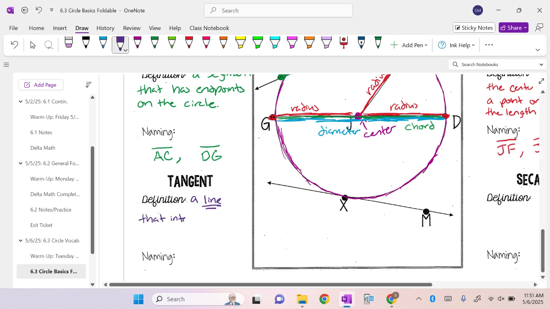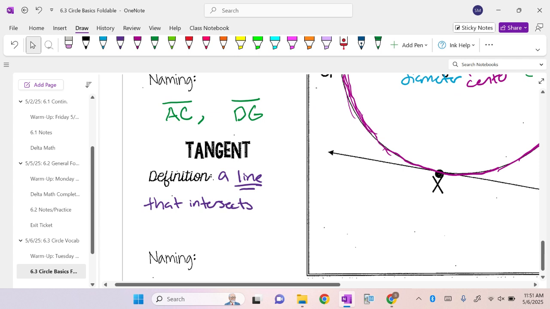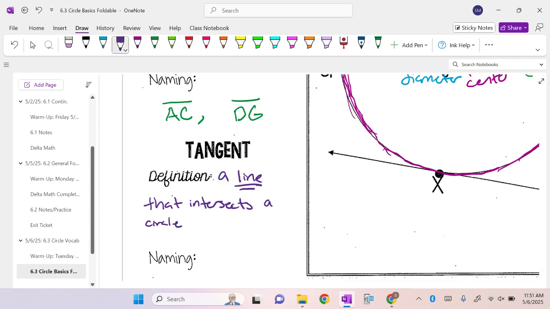That intersects a circle at one point. So in other words, it's just barely touching it. It's almost like it's love tapping it. It's like, oh, bumped into you there. I'm going to keep on going.